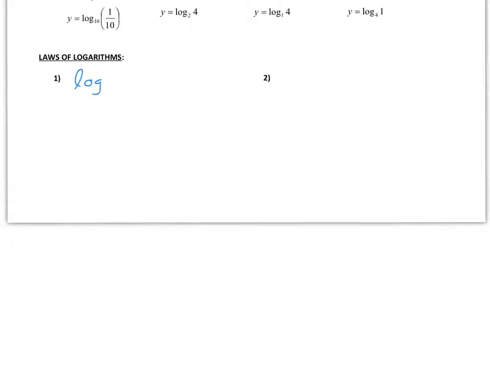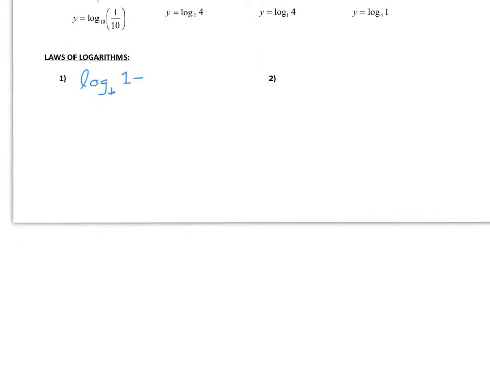All right, the first log law that I would like to talk about is the fact that the log of 1 with a base of b is equal to 0. Now, if we write that in its exponential form, b is our base, so b to the 0, the exponent, would equal the argument, which is 1. And that is a true statement. So the first log law is true.